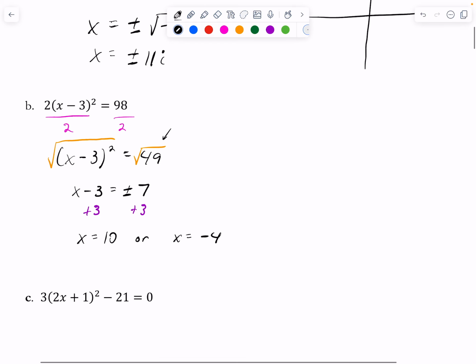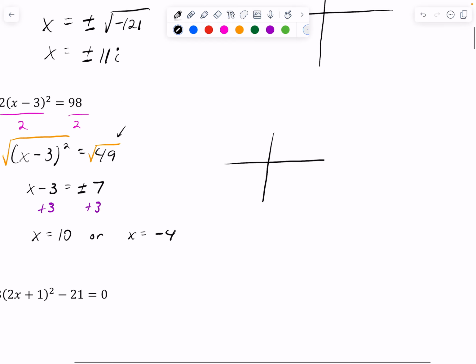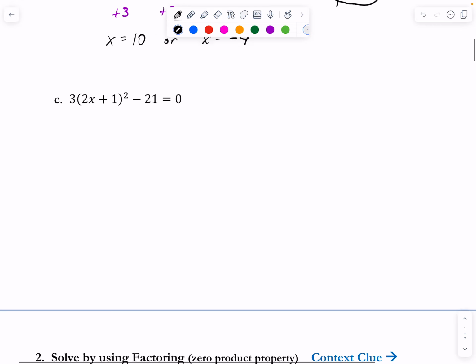All right, so when we do this, if I were to sketch it, and again, I'm just making this up, but you have negative 4, you have positive 10, and what you're going to do is you would make a parabola that has intercepts at those values, okay? So it crosses the x-axis at those numbers. Okay, let's do C.